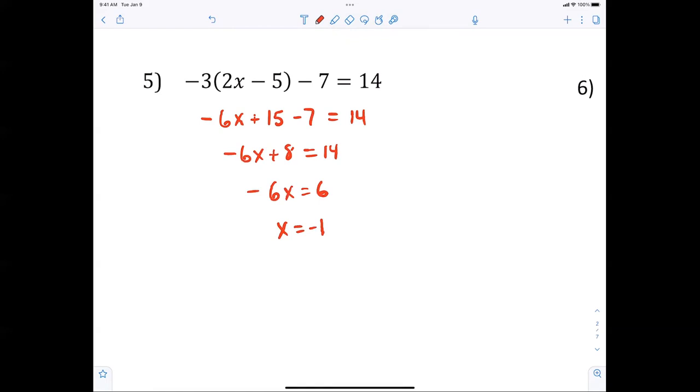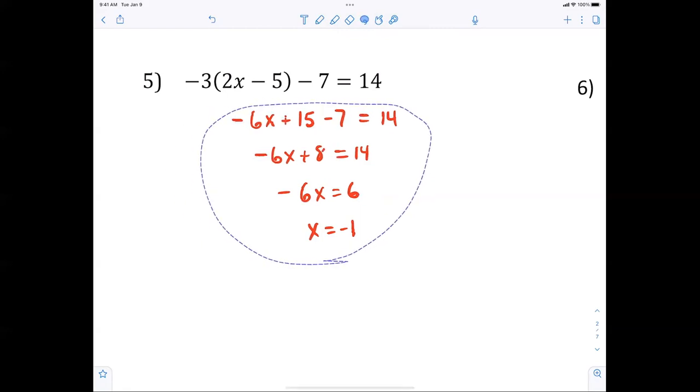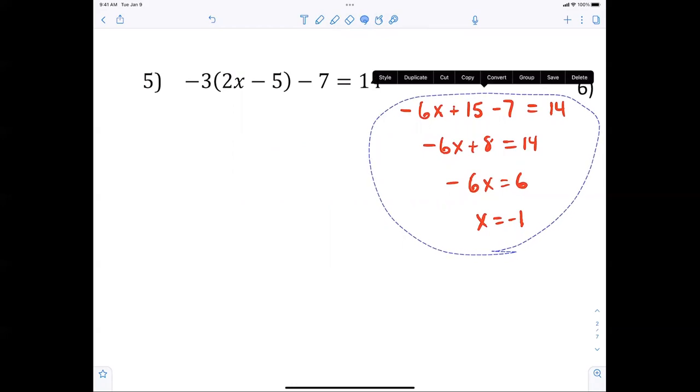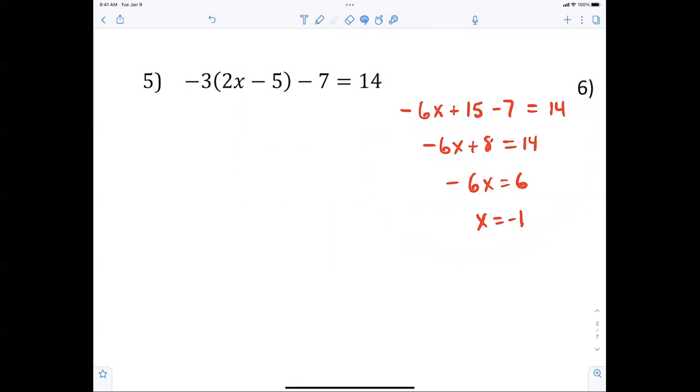Does anybody want to walk me through the more advanced way? Tell me what to do first. That's one way. No, I'm on number 5. I want you to do it the advanced way. Couldn't you already cancel out 5 and negative 5? No. Oliver, do you know how to do this the advanced way?